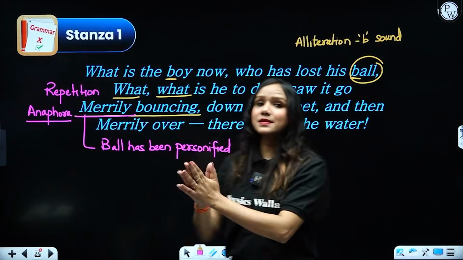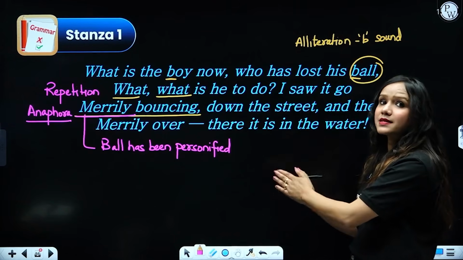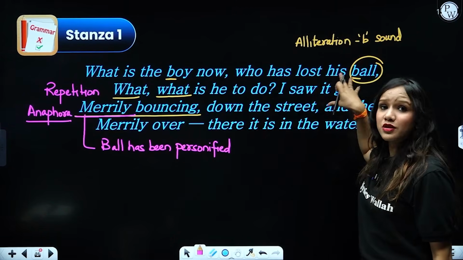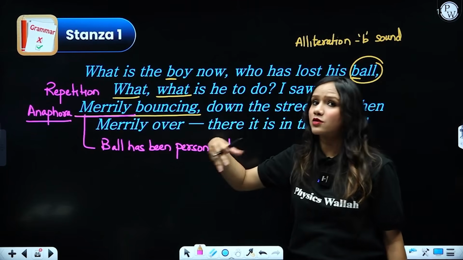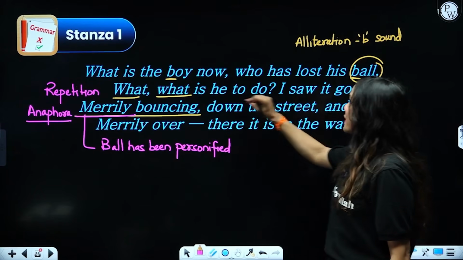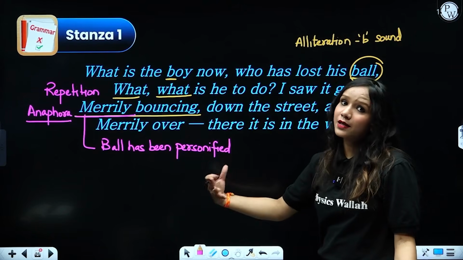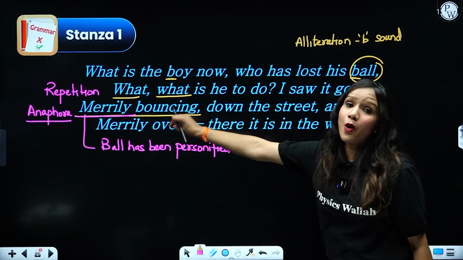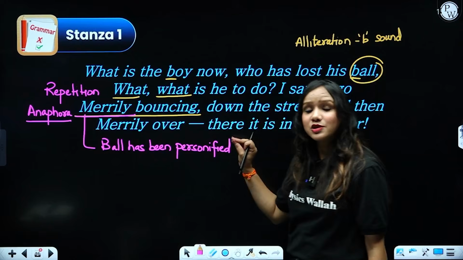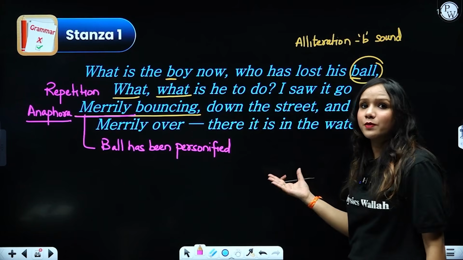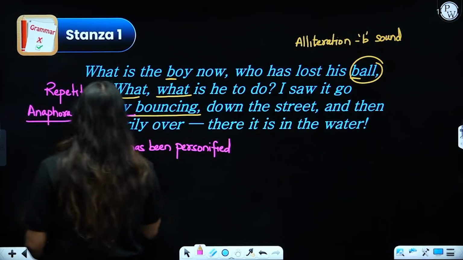So what does this stanza explain? This particular stanza explains the boy's grief. What is the boy now who has lost his ball? By this time, the boy has already lost his ball. What is he to do now? He feels so shattered. He's in a gloomy mood, right? But the ball is merrily bouncing down the street, and then it reaches the harbor and finally into the water body. So there is a sharp contrast here.